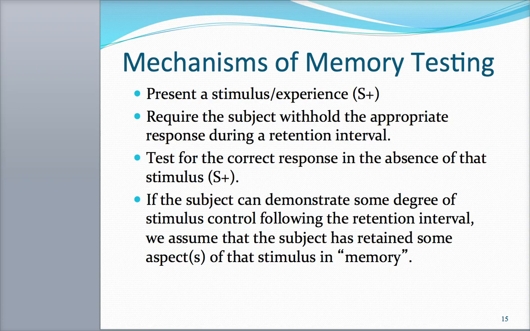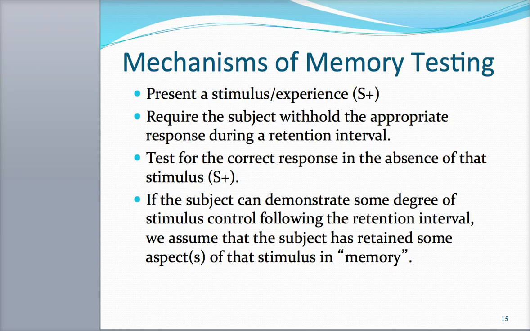Now, in a little bit more detail, these are the mechanisms of memory testing. So how is it that we do this? Typically, in a memory experiment, we would present a stimulus or an experience. We would give them a cue, an S+, and we're going to require the subject to withhold their response or the test during some retention interval. And then after the delay, we test for the correct response. In the absence of the S+, we ask them to do something. And if the animal can demonstrate some degree of stimulus control by that original stimulus following the retention interval, then we assume that the subject has retained some aspect of that stimulus in, quote-unquote, memory.